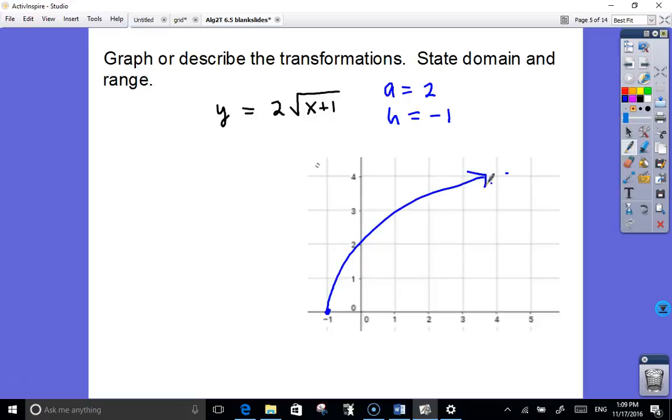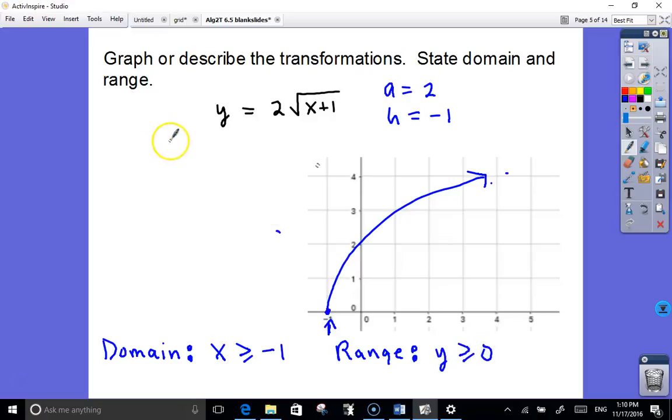Okay, now from that picture, let me say what the domain is and what the range is. What is the domain? X is greater than or equal to -1, right? It starts right here, and that's x equals -1. And what is the range? The range is y greater than or equal to 0. Now, I can make that graph better than that, but it won't change the domain and the range.